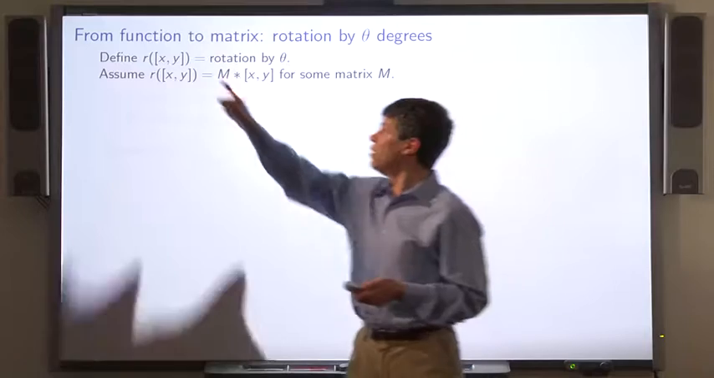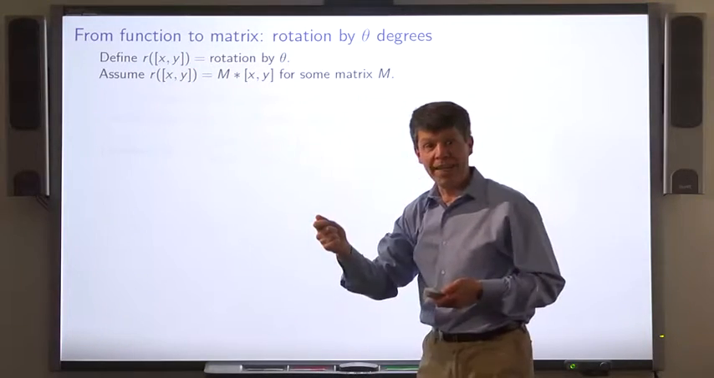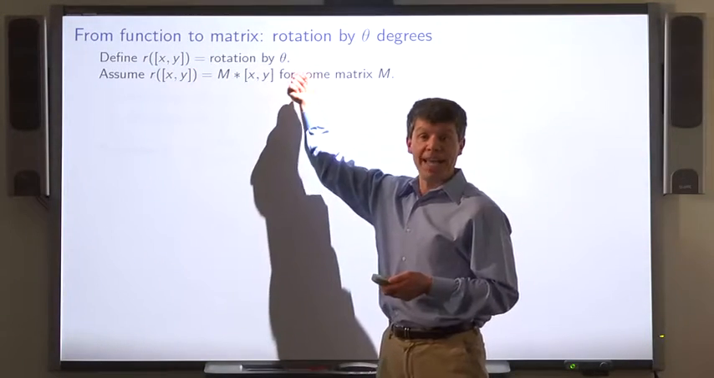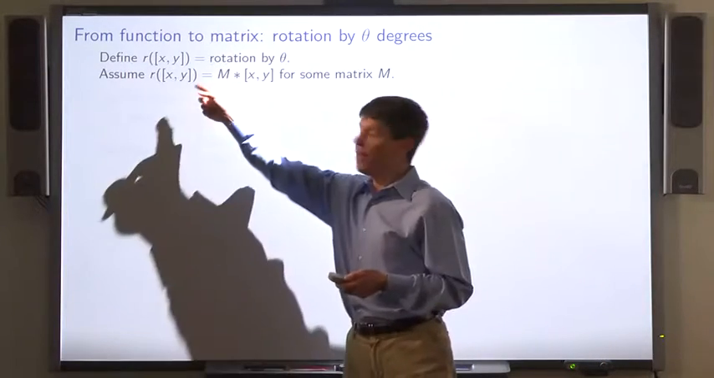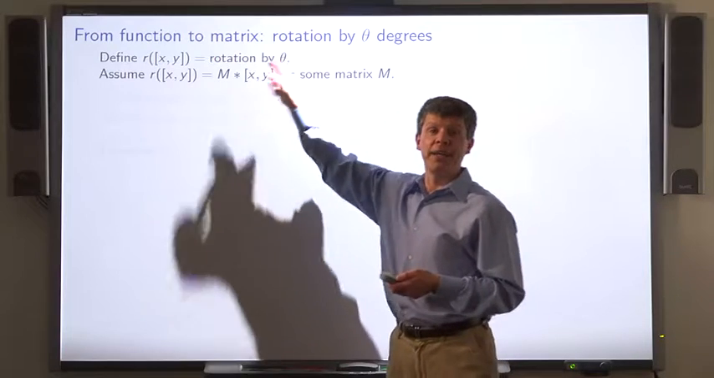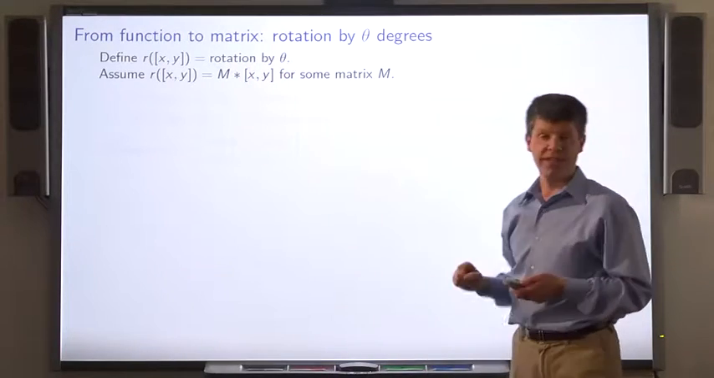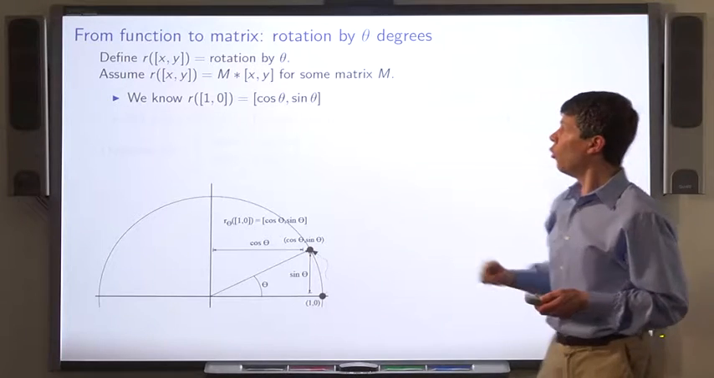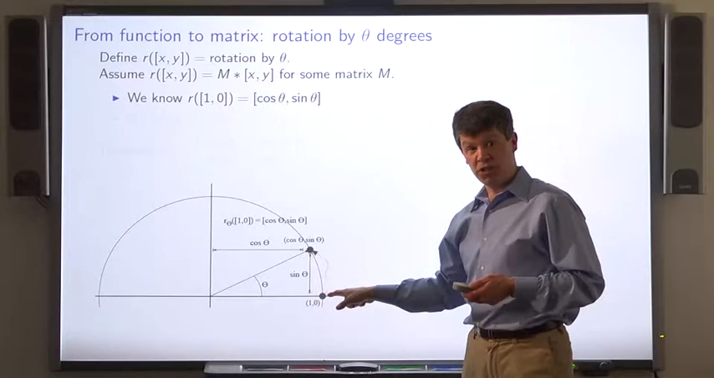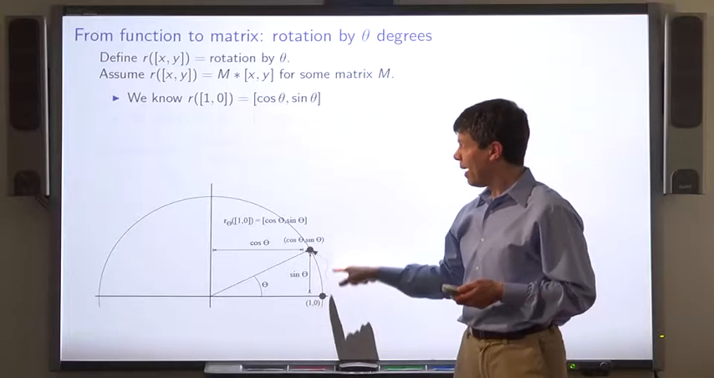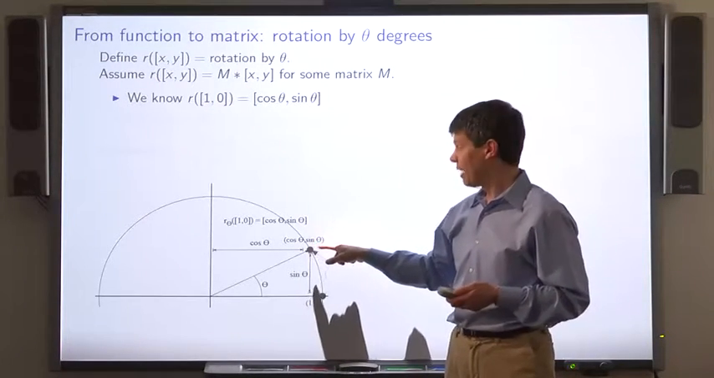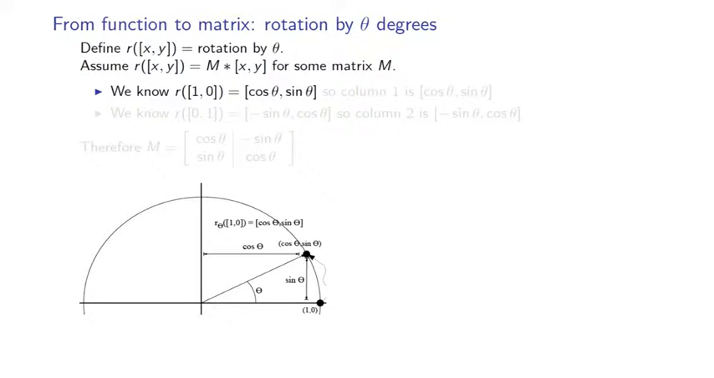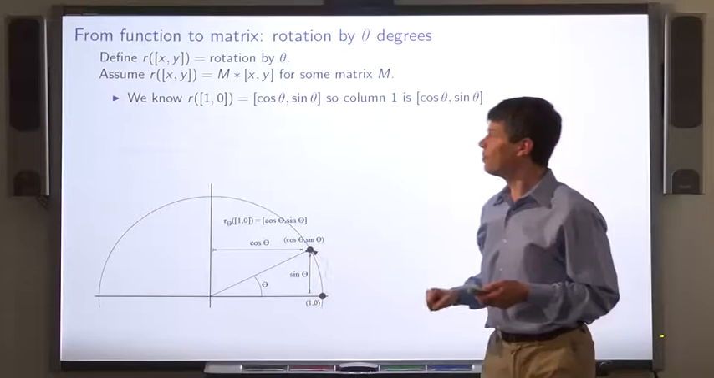This time we define R to take a point (x, y) and rotate it by an angle of theta. And we assume, as before, that the function is defined by matrix vector multiplication for some matrix M. Now, we know that rotating the first standard generator (1, 0) by an angle of theta should give us the point (cos theta, sin theta). So column 1 of the matrix M should be (cos theta, sin theta).